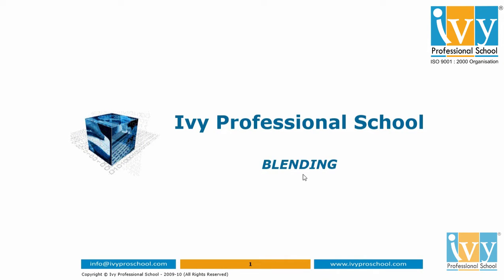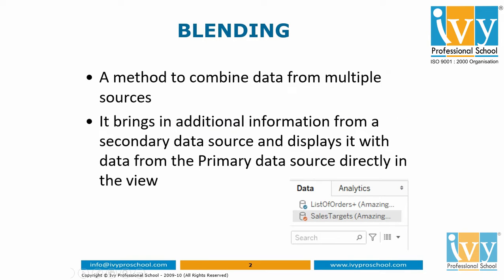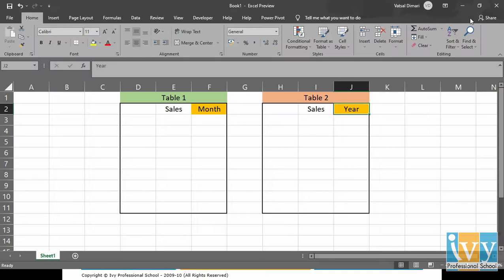Today we are going to learn about a very interesting topic in Tableau, that is data blending. Data blending is a method where we combine the data from two or more sources where the level of detail is different. Say for example in this table, in table 1 and table 2, as we see, the date here is in months. And here the date is in years. So the level of detailing here is different.